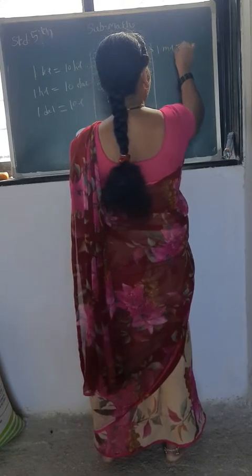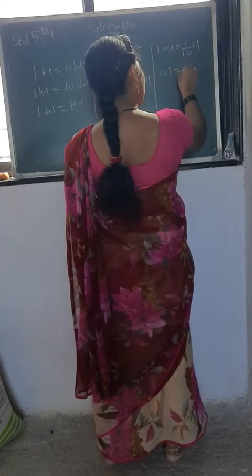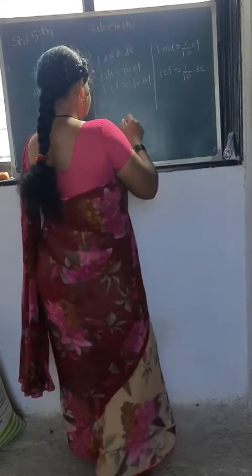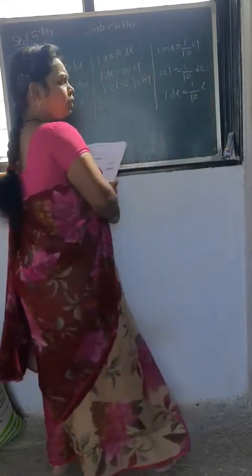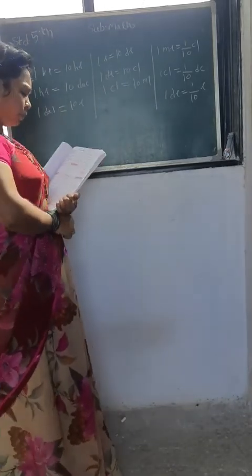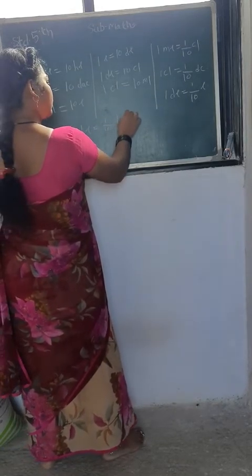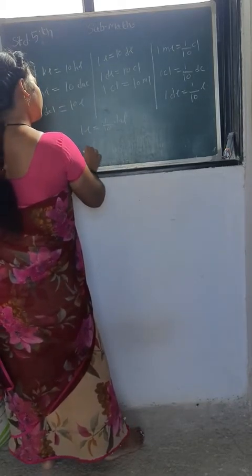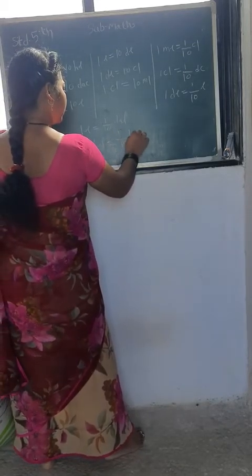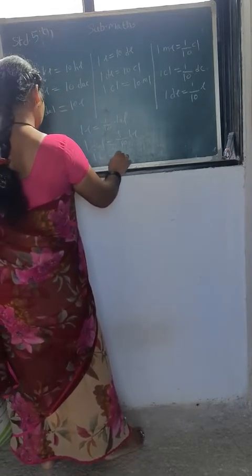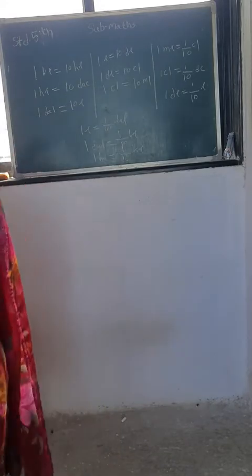1 milliliter is equal to 1 upon 10 centiliter. 1 centiliter is equal to 1 upon 10 deciliter. And 1 deciliter is equal to 1 upon 10 liter. And last conversion is 1 liter is equal to 1 upon 10 decaliter. 1 decaliter is equal to 1 upon 10 hectoliter. Lastly, 1 hectoliter is equal to 1 upon 10 kiloliter.